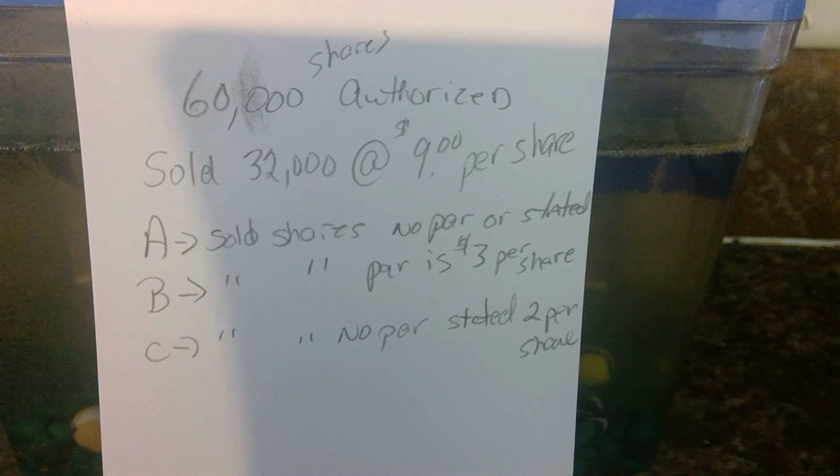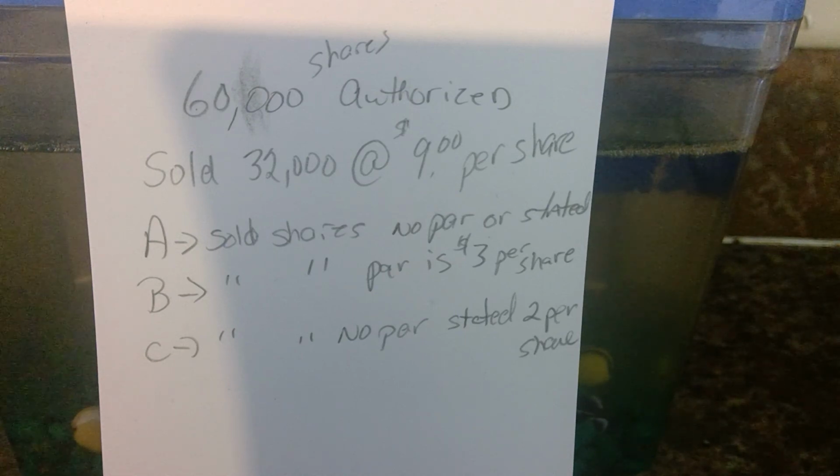Letter B says we sold shares, meaning the 32,000 shares. We still sold them at $9 per share, but now it says that the par value is $3 per share. Okay, so let's go back to our slides. Let's figure it out. Well, we're selling shares of stock, which means cash is going to be a debit. We're increasing the number of common stock outstanding, so that's going to be a credit. And now let's figure out if we can actually get this to work.